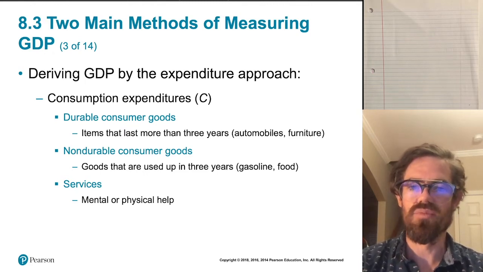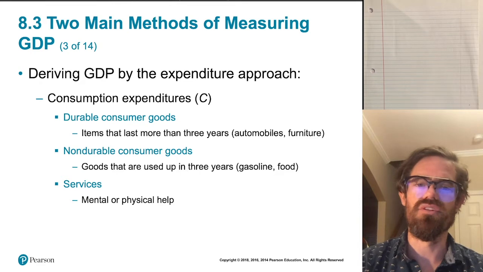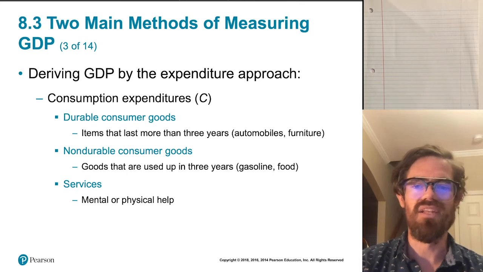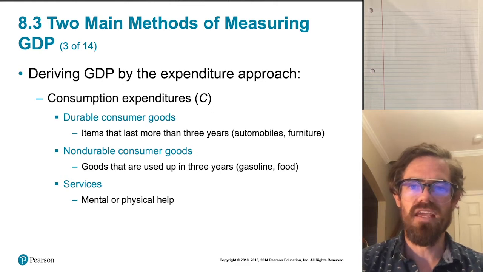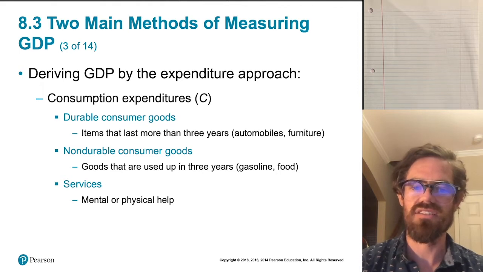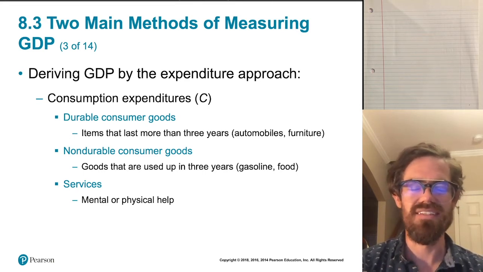The first is durable consumer goods, and durable just means they last a long time. So things that last generally more than 3 years, like cars, furniture, appliances. These are all durable consumer goods. And that's opposed to non-durable goods, which are things that are used up in less than 3 years. So things like food, gasoline, and I think clothing is a non-durable, if I'm not mistaken. It's right on the cusp, right? Some clothing can last more than 3 years, some can't. But in any case, hopefully you get the idea there.